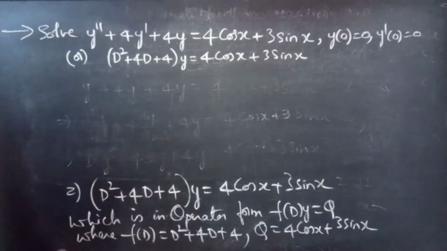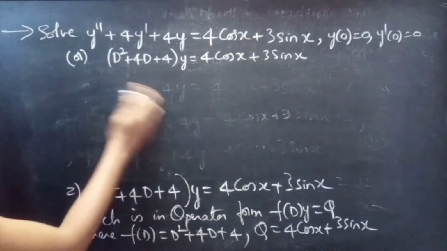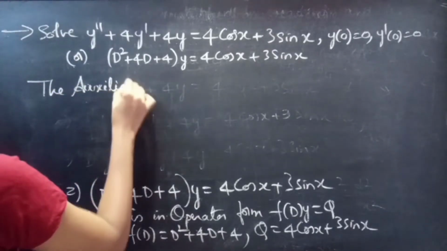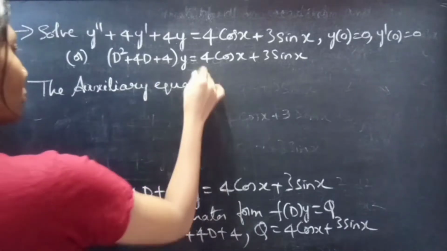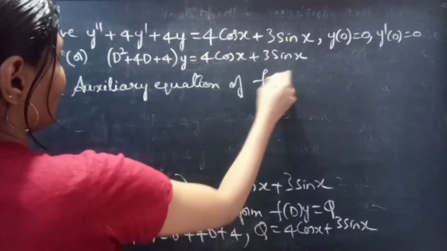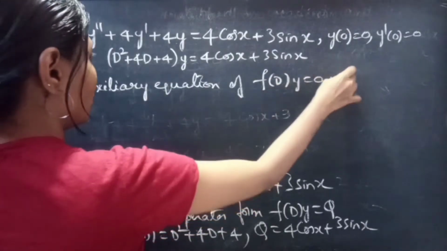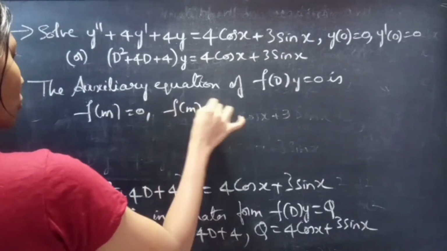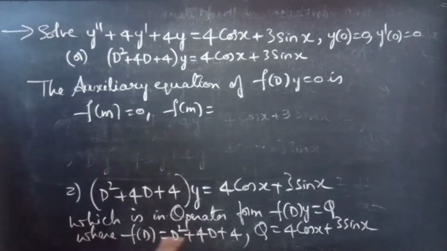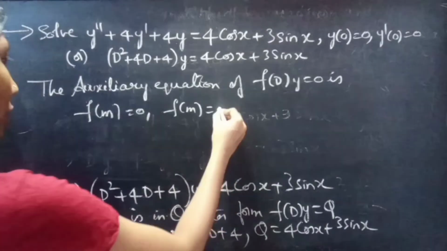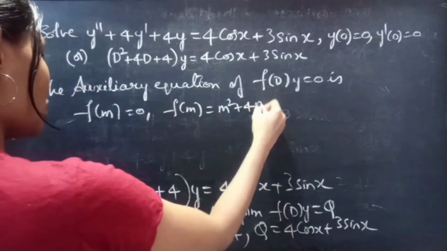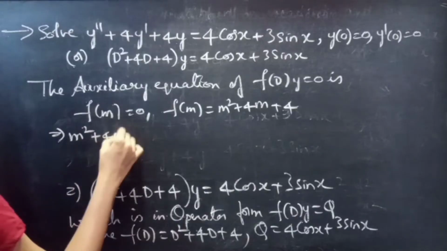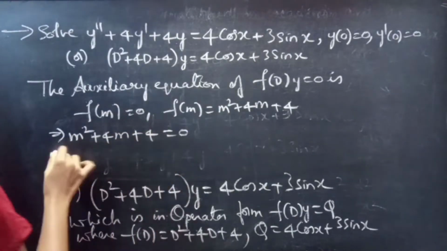Now let's find the complementary function firstly using the auxiliary equation. The auxiliary equation of F(D) y = 0 is F(m) = 0, where F(D) = D² + 4D + 4, right? Let's replace the differential operator D by m, then we'll get F(m) = m² + 4m + 4. Then our auxiliary equation becomes m² + 4m + 4 = 0, right?